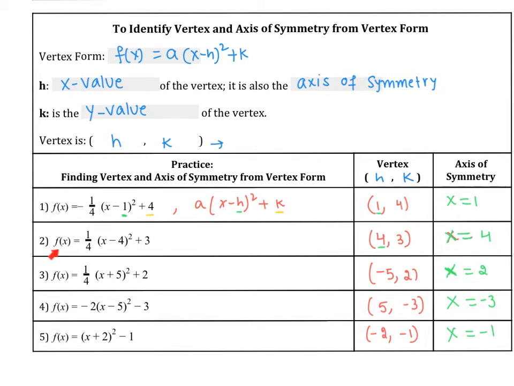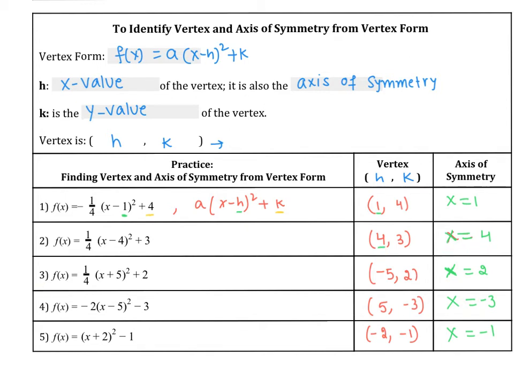Now the next question is 1/4 (x minus h) squared plus 3. Again, 1/4 is a vertical shrink, so we ignore that because we're only answering h and k. So h is 4 and k is 3, giving (4, 3). The axis of symmetry is the x value, x equals 4.